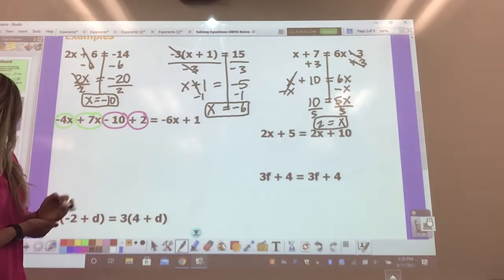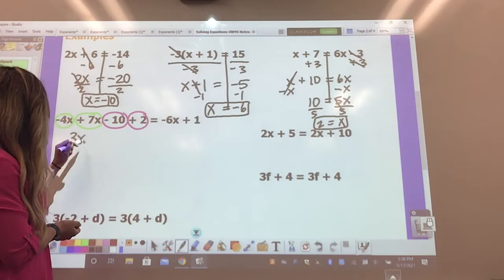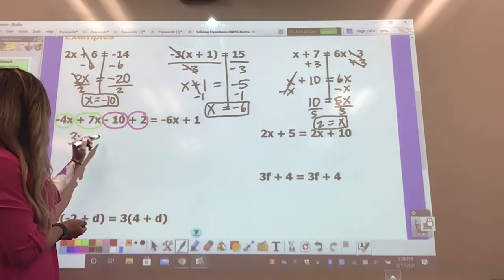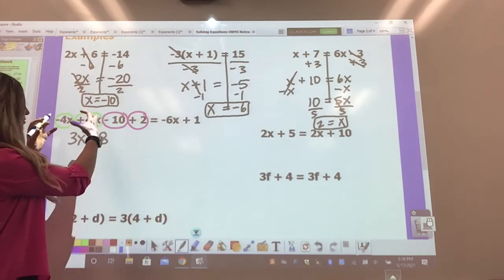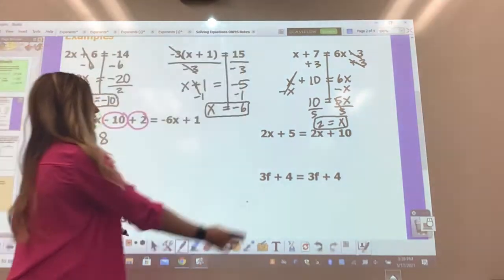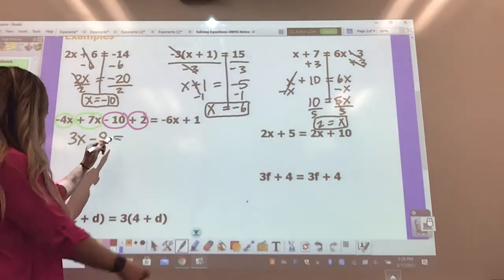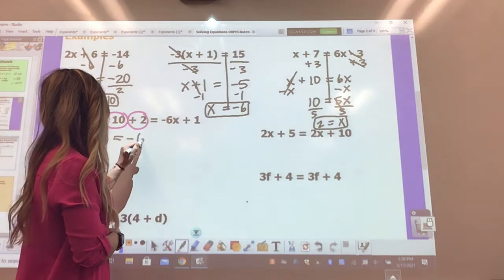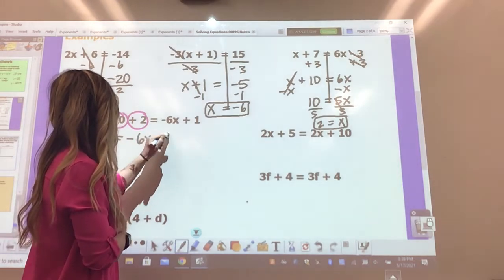Negative 4x plus 7x is 3x. Negative 10 plus 2 is negative 8. So this side of the equation becomes 3x minus 8, and then there's no simplifying that I can do on this side. This just stays negative 6x plus 1.